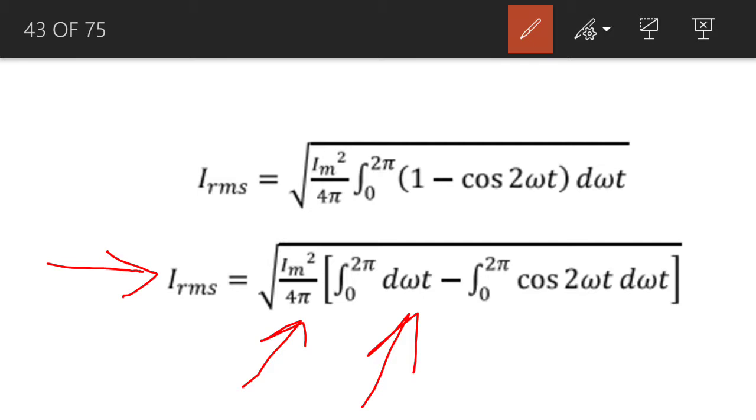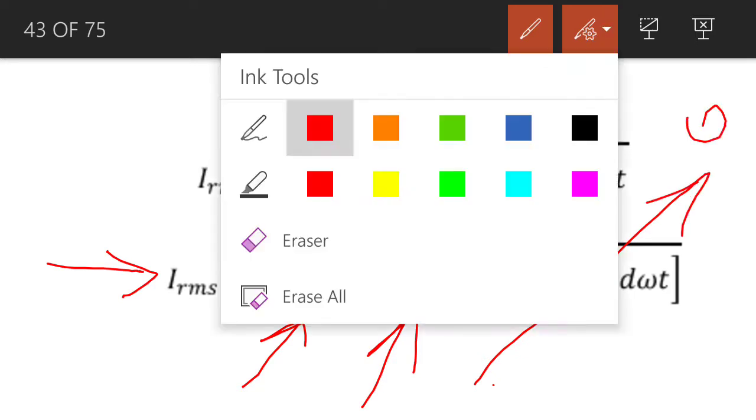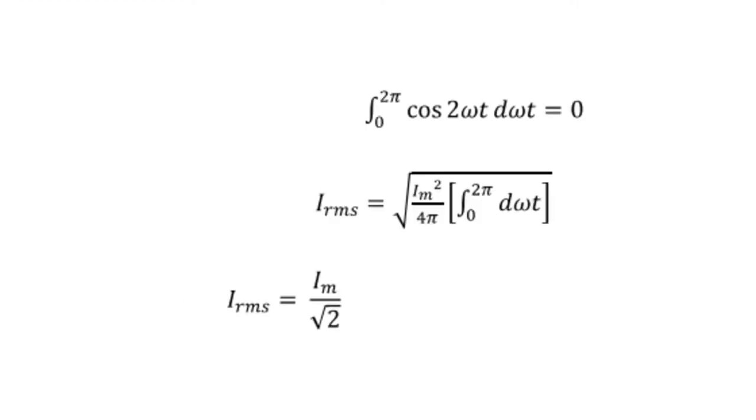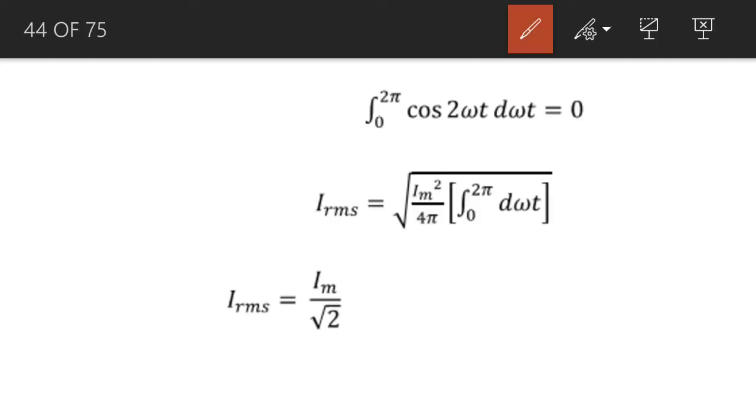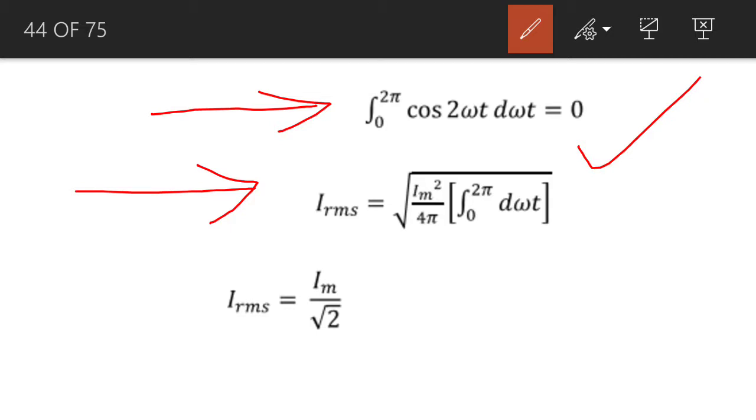We integrate the second term, that is cos of 2 omega t, with respect to omega t. So the integration of the second term results in 0. Let us show that the integration of the second term results in 0. So this is the integration of the second term which results in 0. So the root mean square value of this alternating current is equal to under root Im square by 4 pi, the integration from 0 to 2 pi of d omega t.